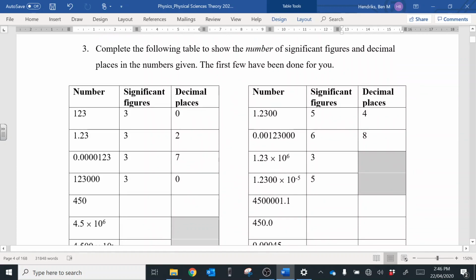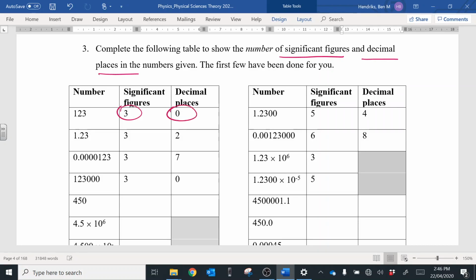Alright, so we have a bunch of examples here. So complete the following table to show the number of significant figures and decimal places in the number given. So basically this exercise is to show that significant figures and decimal places are not the same. The first two have been done for you. So 1, 2, 3, 123. 3 significant figures, 0 decimal places.